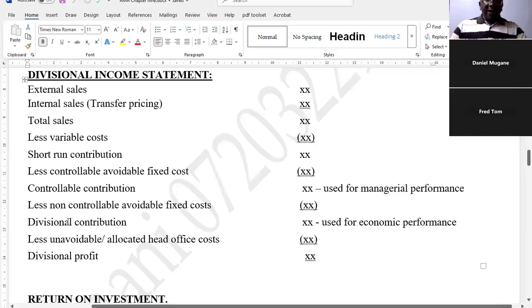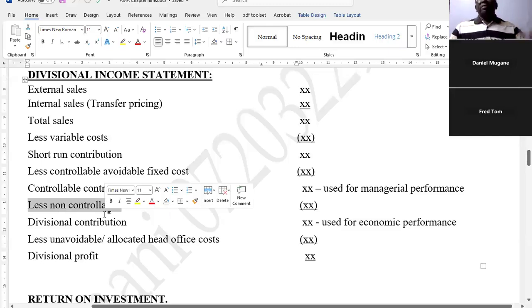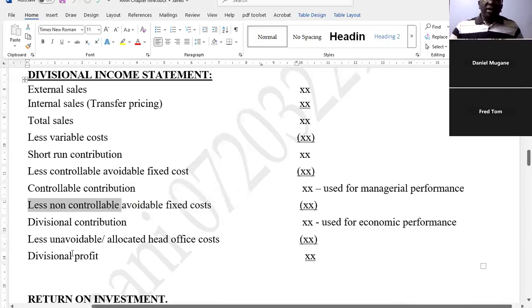Then for the divisional performance, you less the non-controllable, avoidable fixed cost. Those are fixed costs which the manager incurs, but they can avoid them, but they cannot control. For example, if the manager wants to have a van, maybe the sales manager. So the sales manager can avoid whether to have the van or not. But when it comes to buying the van and even maintaining the van, that is a task for the head office. So it is him just to go and say, I need a van. How much money they will give or buy with, that is beyond him. Now, when that happens, we get divisional contribution, and we less now the head office costs that are shared, and that gives us divisional profit. So that's how the statement is done.